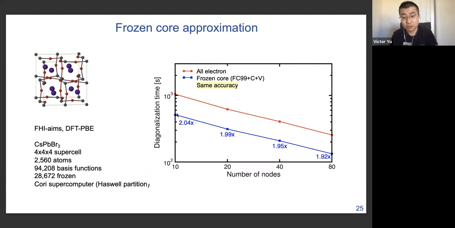This figure shows the speedup observed on the Cori supercomputer using different numbers of nodes. First of all, again, the accuracy is not sacrificed by using the frozen core approach in the eigensolver. We recover the same accuracy for not only the total energies, but also the forces needed for relaxation and MD and so on. And the speedup is about twofold, which is quite good because you get this speedup for free without any loss of accuracy.